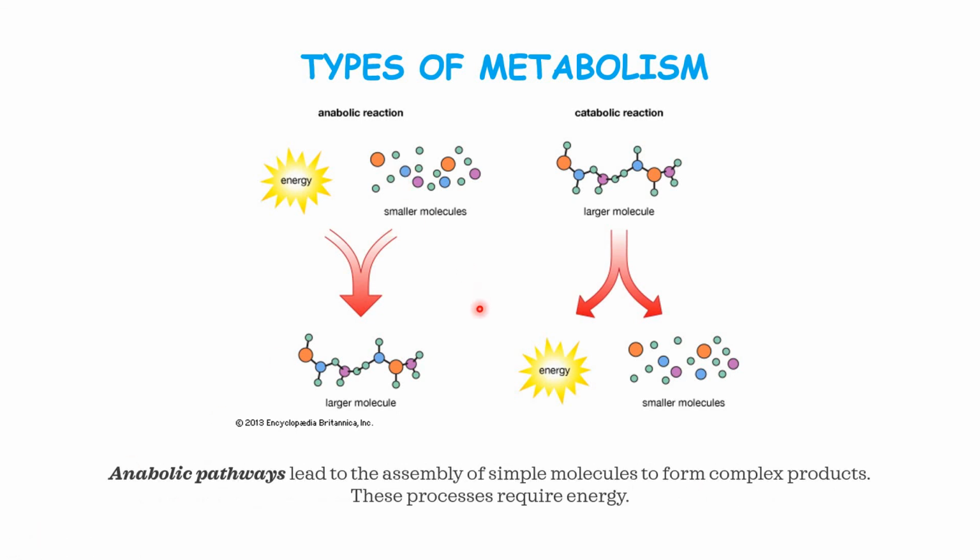Anabolic reactions naman, they lead to the assembly of simple molecules to form complex products, and that is again going to require energy. So anabolic from simple to complex, catabolic from complex to simple. Anabolic is energy requiring, catabolic is energy producing.